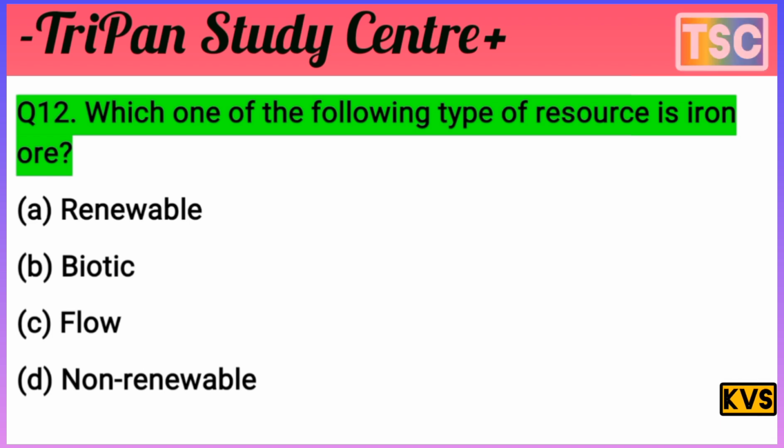And C, flow, is already rejected here. But our answer is D, non-renewable. Iron ore is non-renewable. That's the most important answer here. An intelligent question. Non-renewable is the answer here, D.